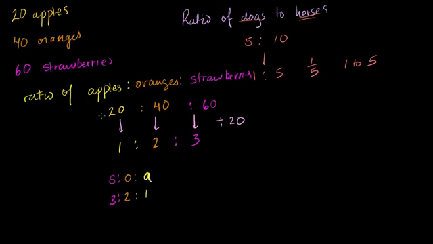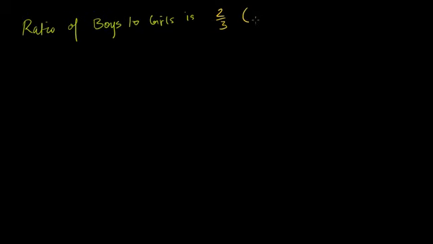Now, in all of the examples so far, I gave you the quantity of things we had, and we figured out the ratio. What if it went the other way? What if I told you a ratio? What if I said the ratio of boys to girls in a classroom is 2 to 3? So for every 2 boys, I have 3 girls, or for every 3 girls, I have 2 boys.